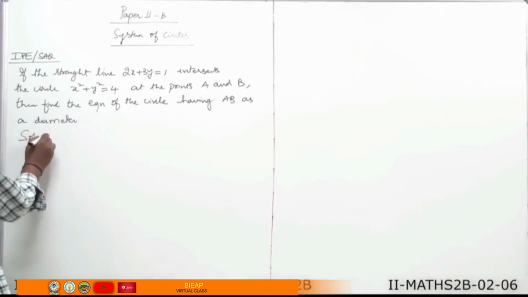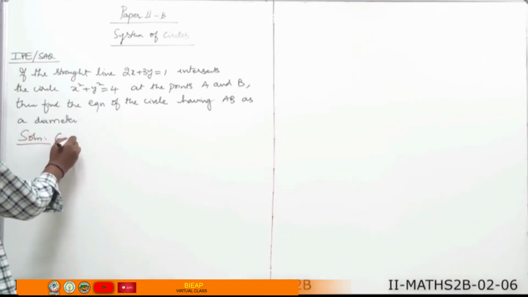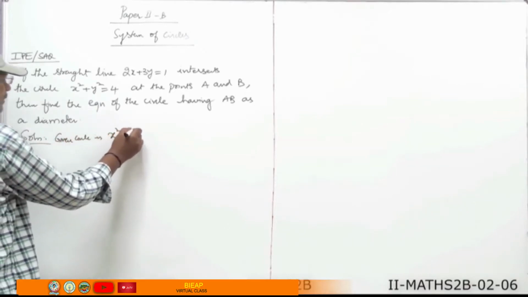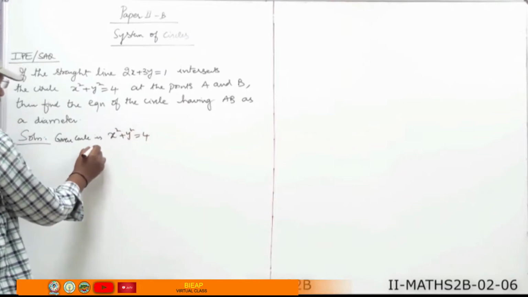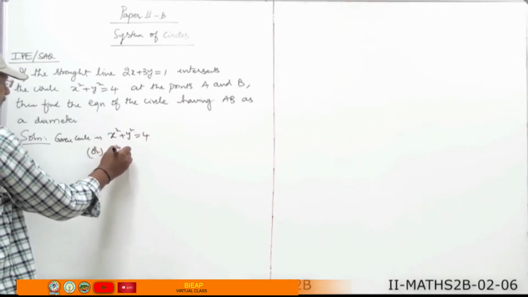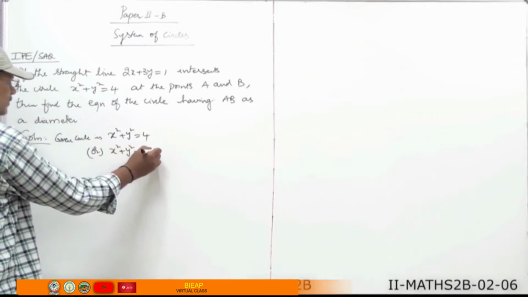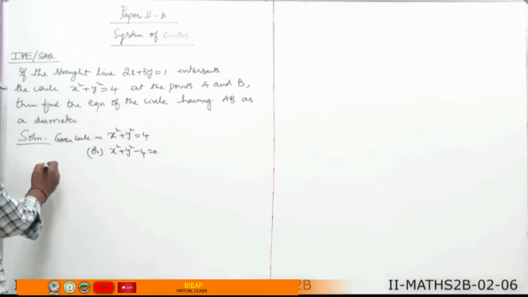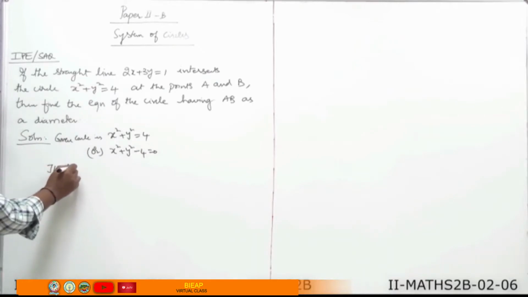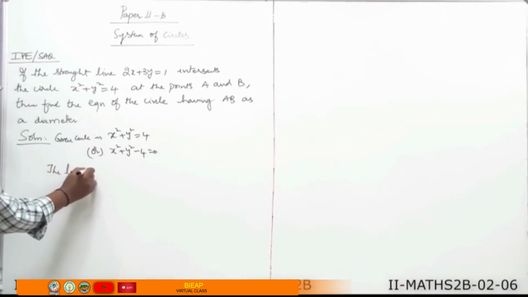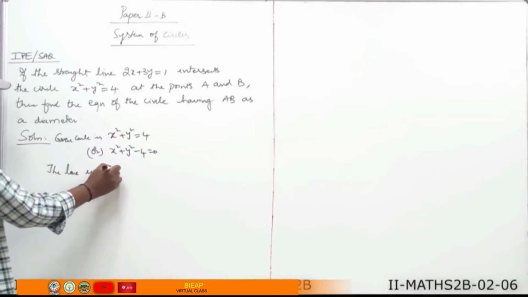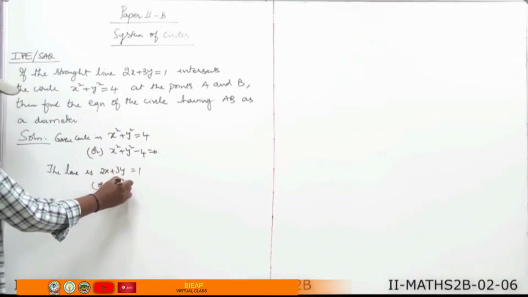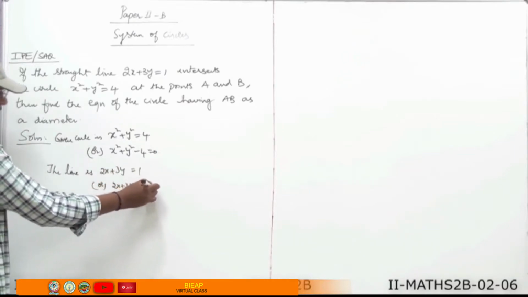So, in this problem, there is a circle. The given circle is x square plus y square equal to 4, or we write x square plus y square minus 4 equal to 0. The straight line intersects; the line is 2x plus 3y equal to 1, or we write 2x plus 3y minus 1 equal to 0.